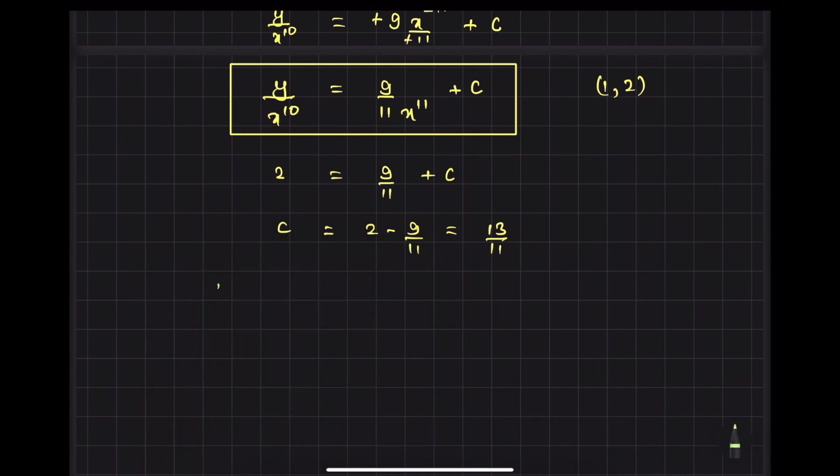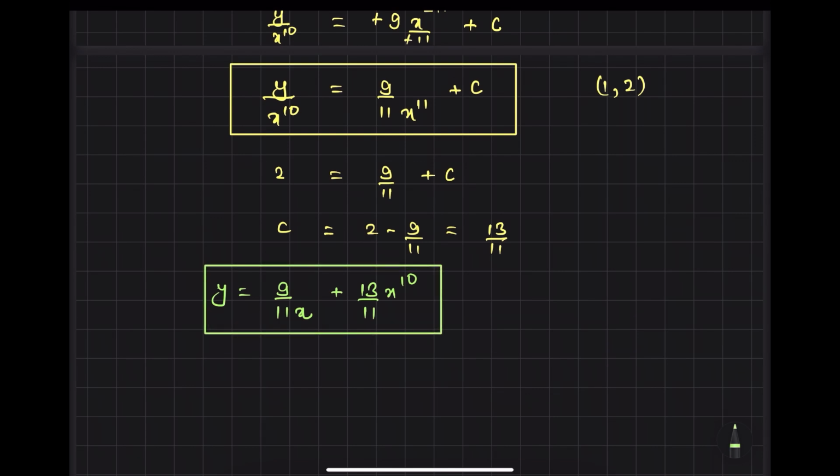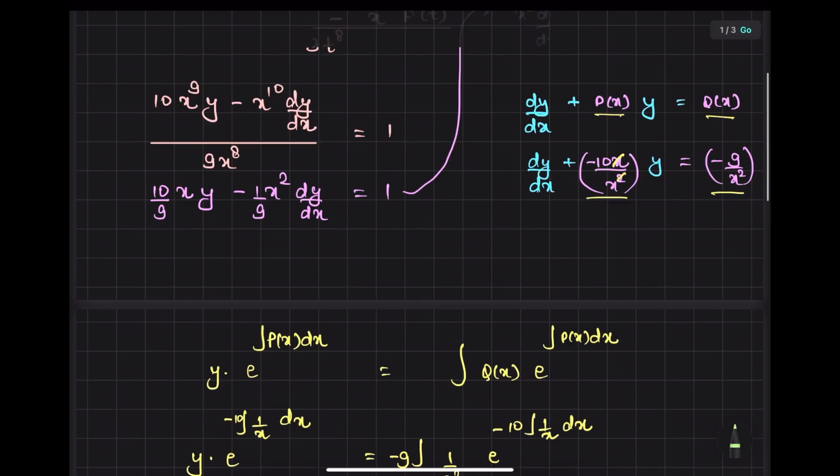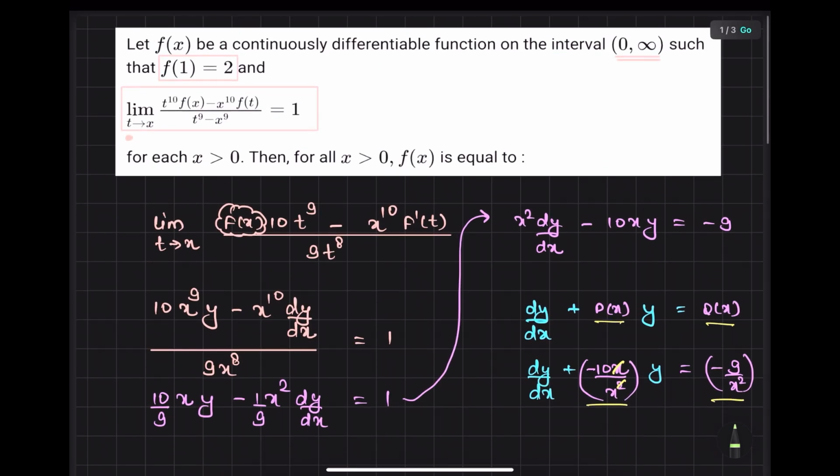So let's write. I will multiply both sides by x power 10. So we have y equals 9 by 11 x plus c, where c is 13 by 11, and we have x power 10. Okay. I hope the idea is clear and you guys can handle similar situations. Okay. So see you guys in the next session of MathFlix.